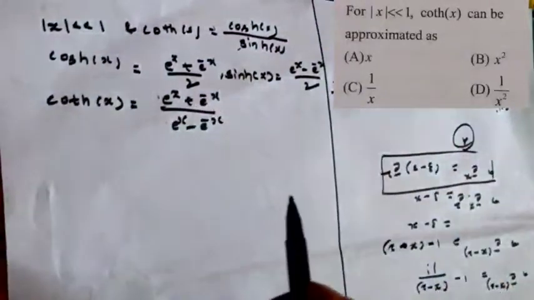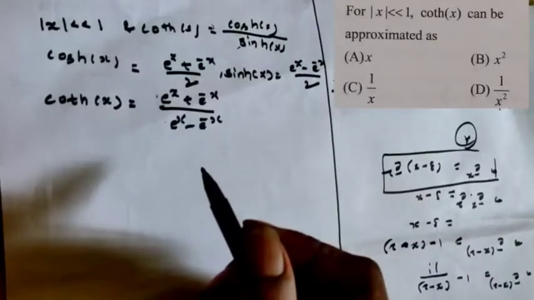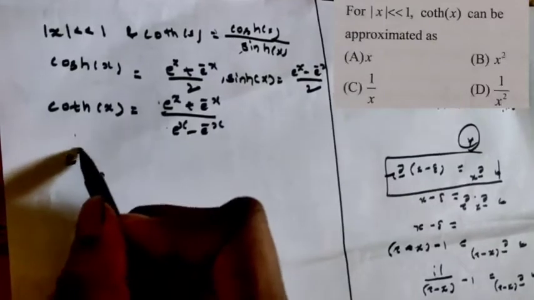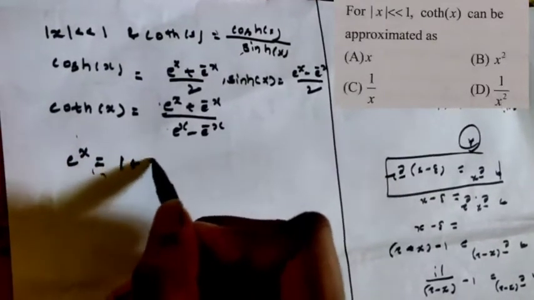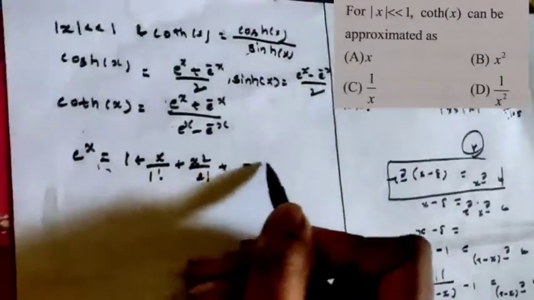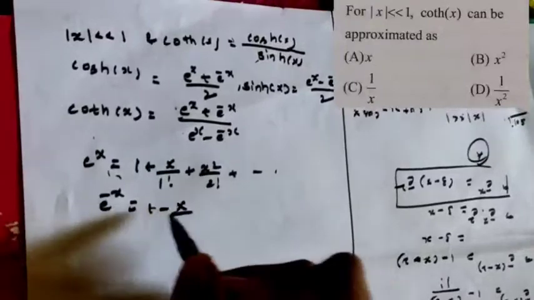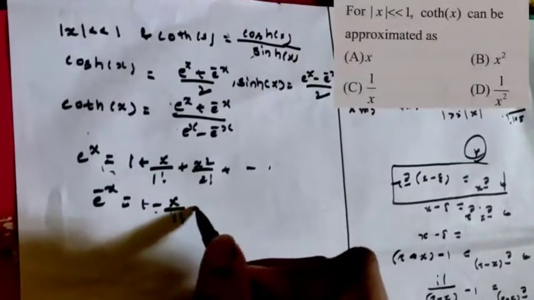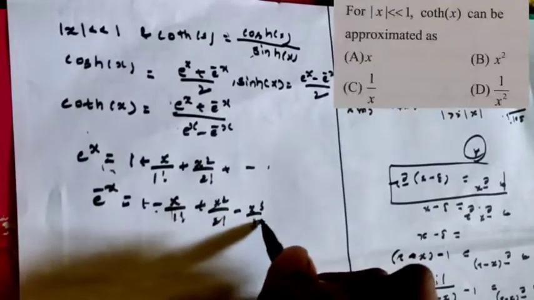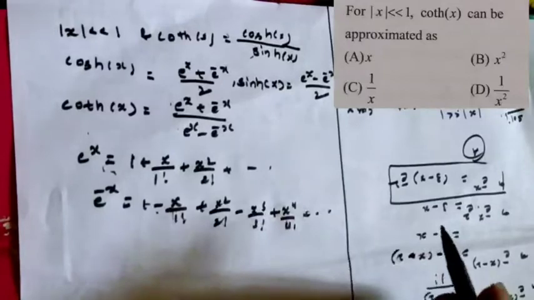We also know the Taylor series expansion of e power of x and e power of minus x about x equal to 0. E power of x expansion is 1 plus x by 1 factorial plus x square by 2 factorial plus and so on, and e power of minus x expansion is 1 minus x by 1 factorial plus x square by 2 factorial minus x cube by 3 factorial plus x power 4 by 4 factorial plus and so on.